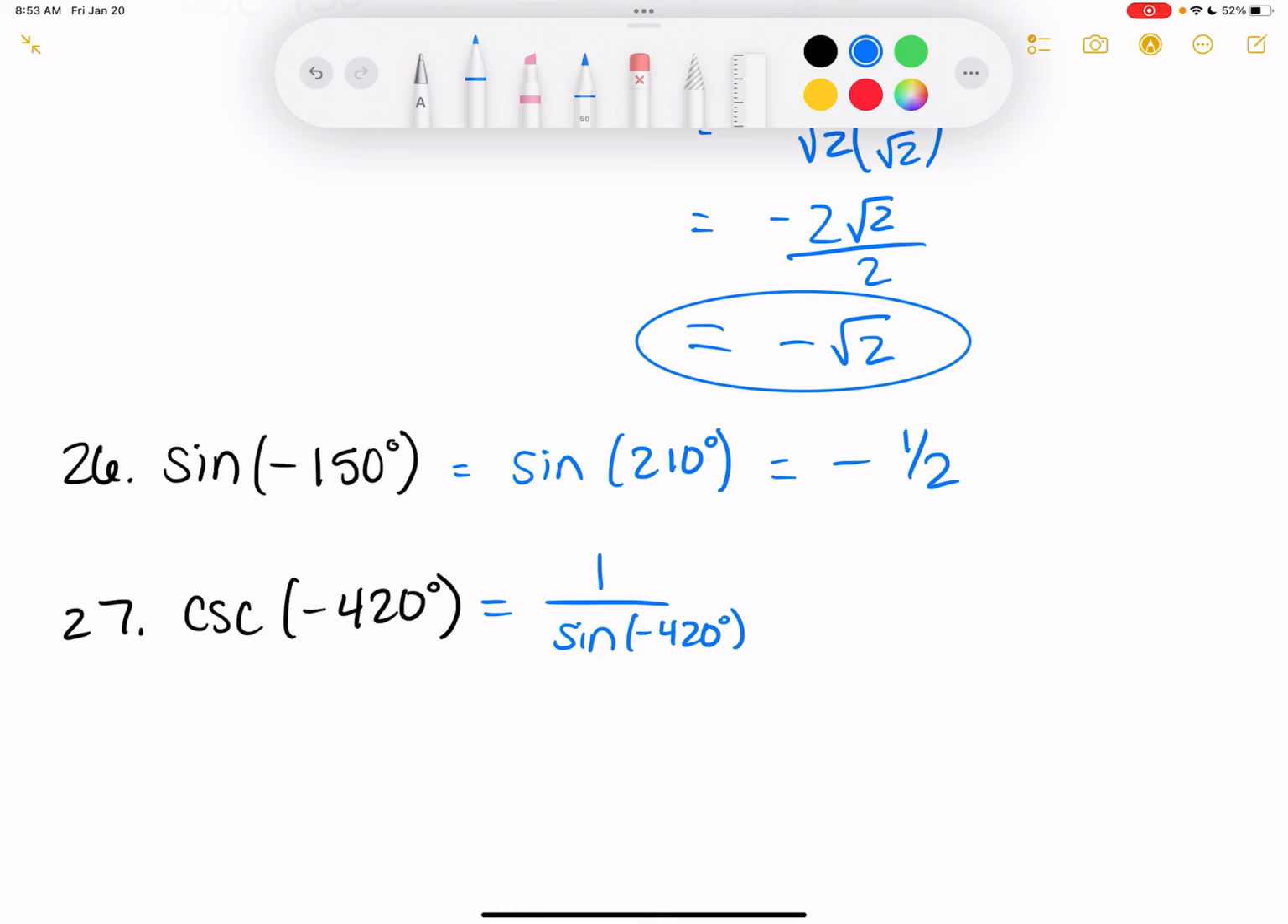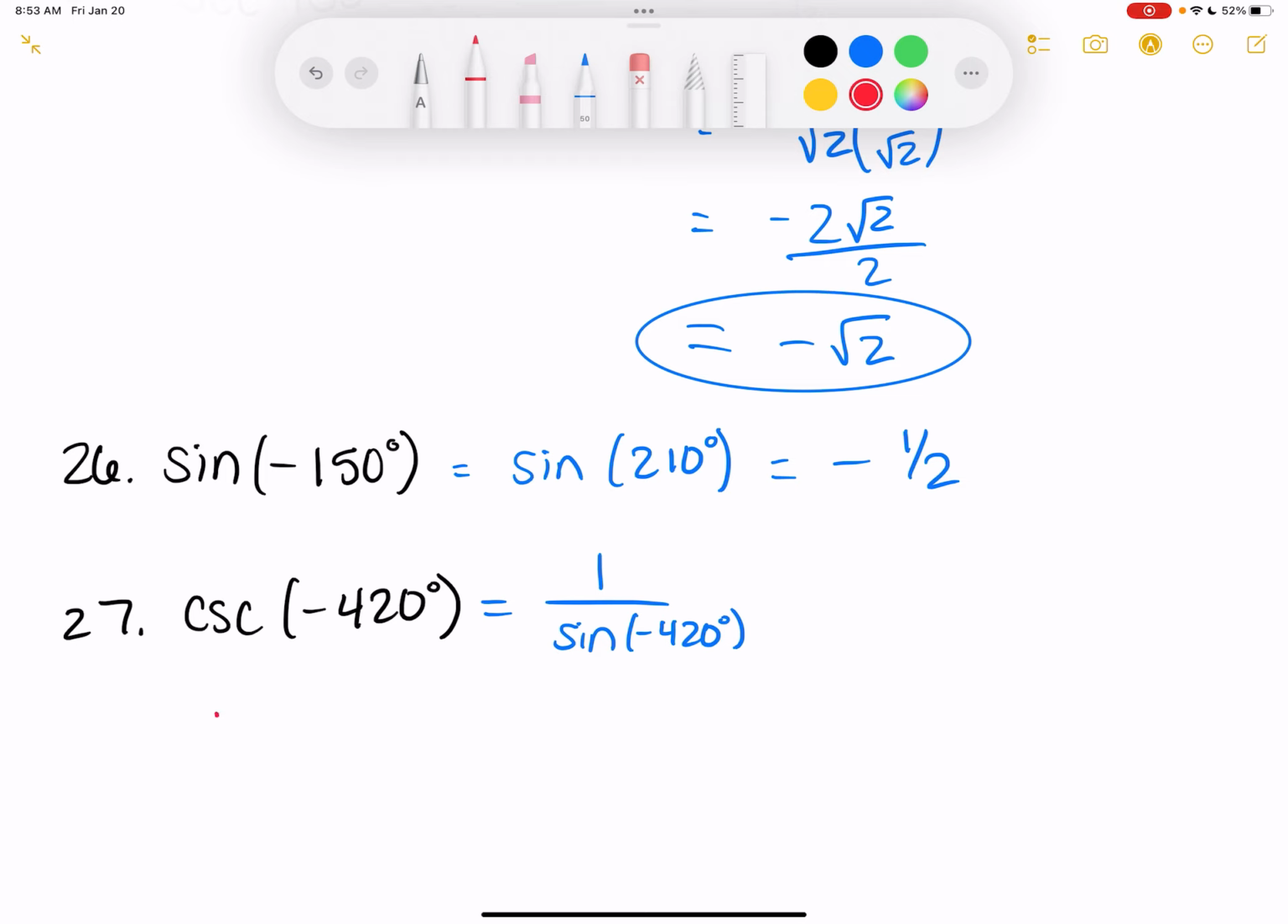Now, we could either go on the unit circle and find it. Since it's bigger than one full time around the unit circle, I would say at a minimum, add 360 once to find a smaller negative angle that I can see, or you can add it twice to find its positive angle. So I'm going to do that method for this one.